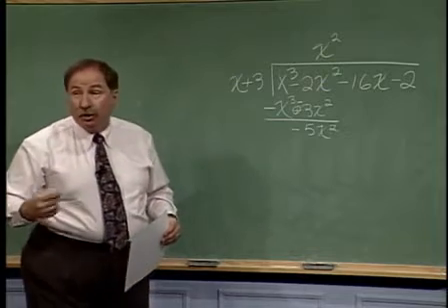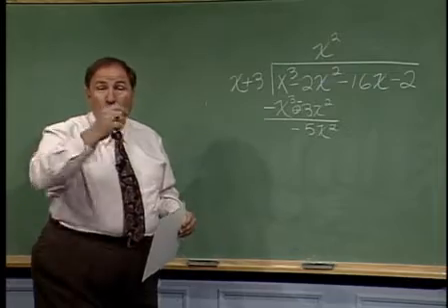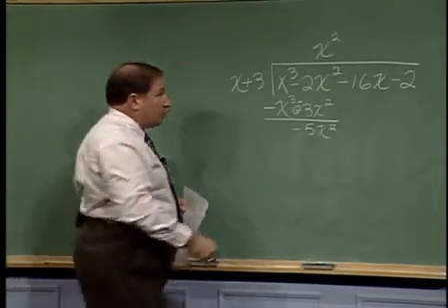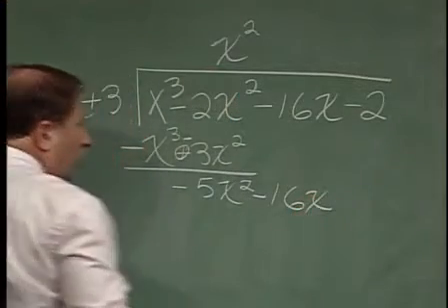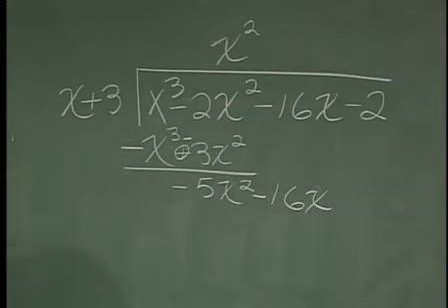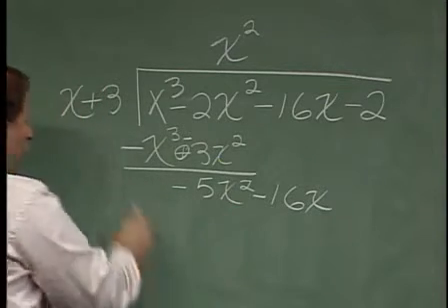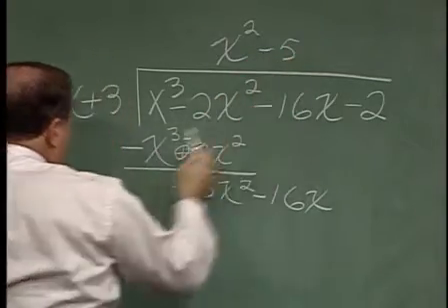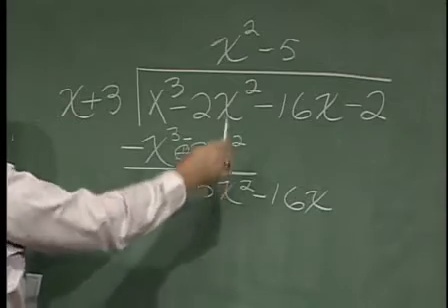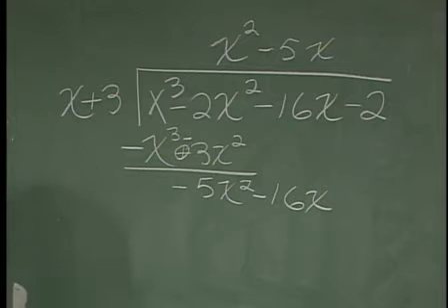Now, what did you do next in your elementary classroom when you were learning to divide? After you subtracted, you brought down the next place value. And the next place value here is negative 16x. Everything is lined up. And after you brought down, you divided. So, we'll divide x into negative 5x squared. Well, 1 times what is negative 5? Negative 5. And x times what is x squared? X times x is x squared. And again, we line up the x with the x in the original problem that we're dividing into.